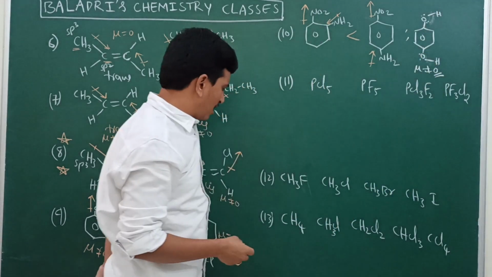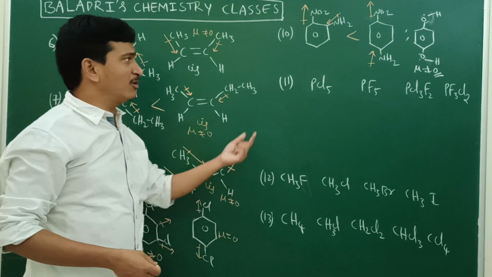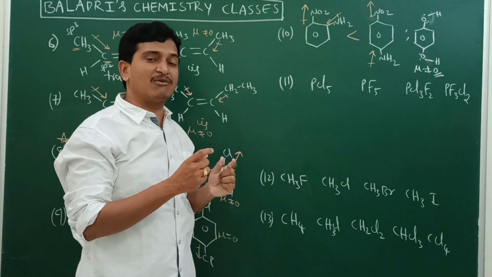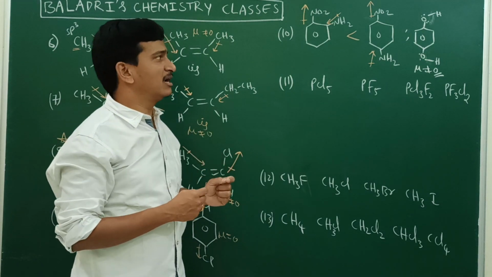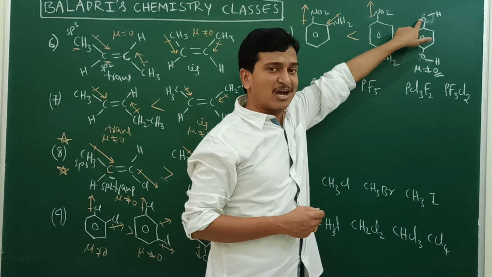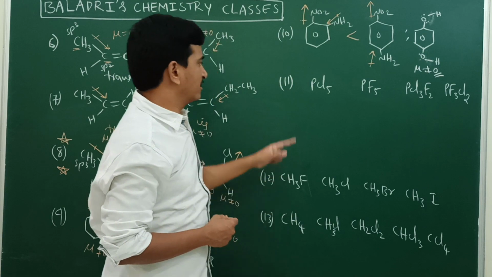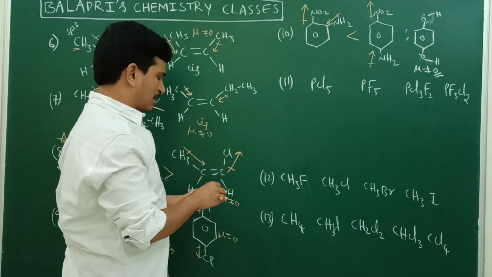Don't remember that para will always have 0 dipole moment, that is wrong, and para will be less than ortho is also wrong. It always depends on the direction of the dipole moment vector. Here both the oxygens, whatever they are present, they are in angular shape. That's why the resulting dipole moment is not equal to 0. Okay? Right. Come to another very important example.